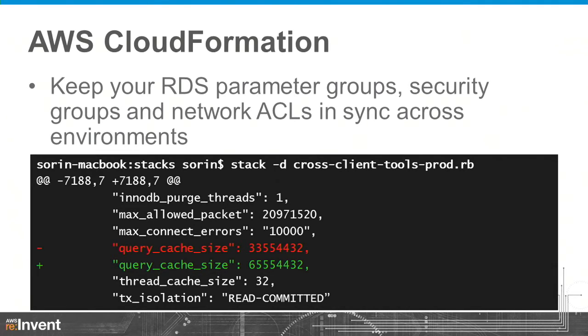And in this particular example, I'm changing the query cache size. So for RDS in particular, we're able to manage parameter groups. Very important when you need to do some sort of database tuning. We're able to do security groups. We're able to do network ACLs, and Pavan has done a very good job of covering that as part of the security aspect of managing RDS. And we are able to do that in sync across all of our environments.